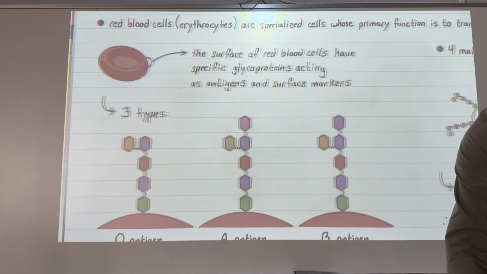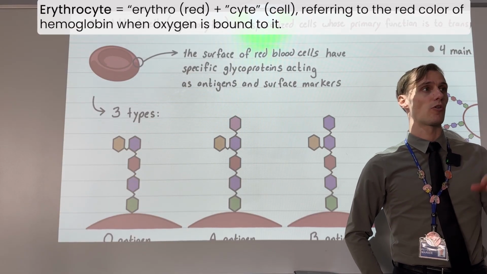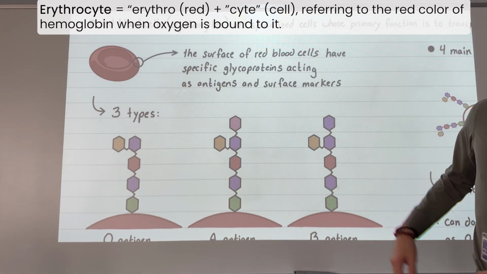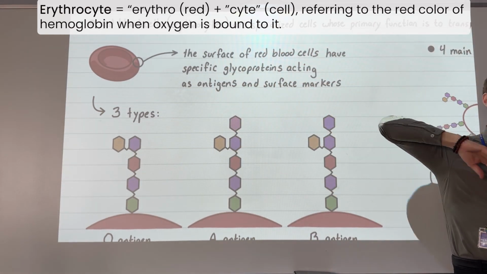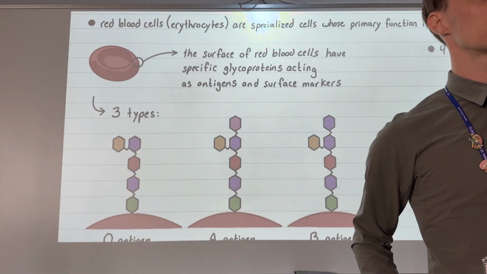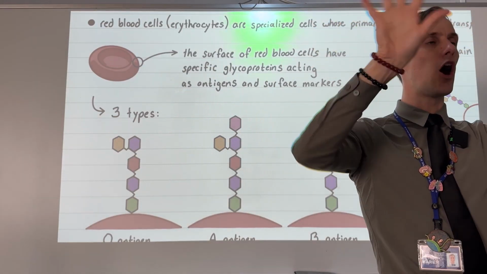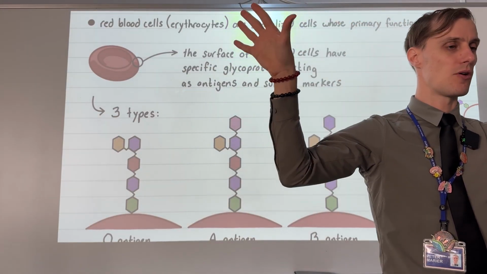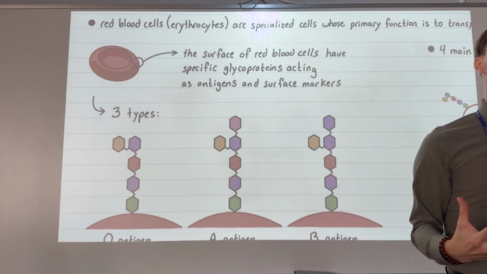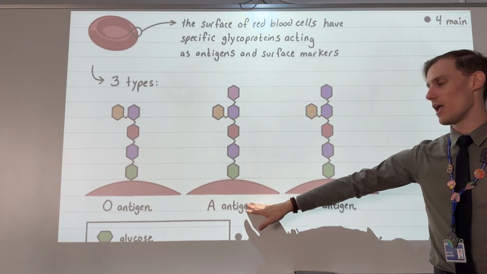So the true name for red blood cells is erythrocytes, and that's just Greek for red cell. That's literally what that means. Cyte is cell, and erythro here is red. So your erythrocytes are just like any other cell in your body. They also have surface markers, so they have glycoproteins on their cell membranes that are all facing out. Now, in the human system, we have three major kinds of glycoproteins. We have the O, the A, and the B.